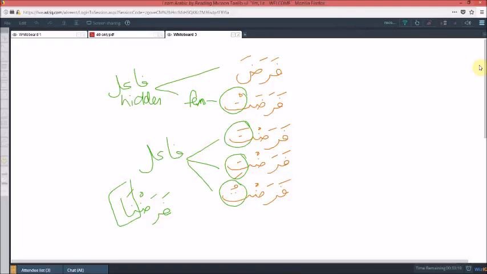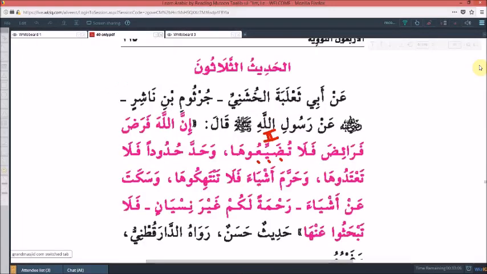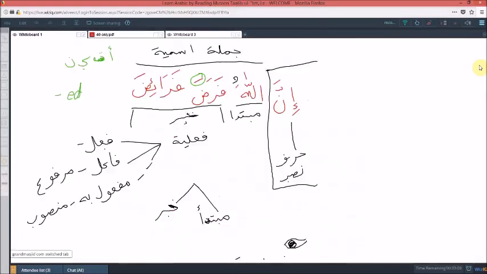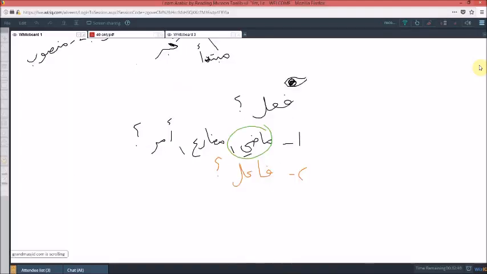So, in farada and faradat, it's hidden. In our example here, farada Allahu fara'ida, Allah obligated, but here we're saying farada, he obligated. He is hidden. Our fa'il is hidden, and it would be huwa, but it's hidden inside of farada.